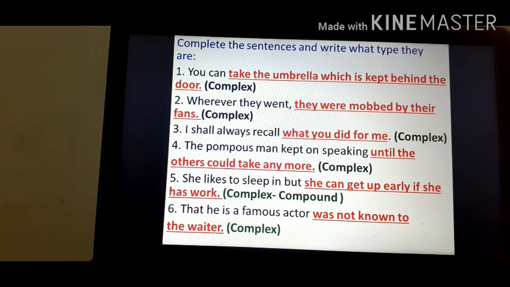Complex sentence. Fifth, she likes to sleep in, but she can get up early if she has work. Complex compound sentence. That he is a famous actor was not known to the waiter. Complex sentence. I hope you clearly understood these complex and complex compound sentences.